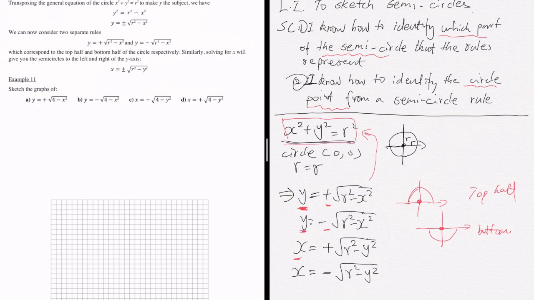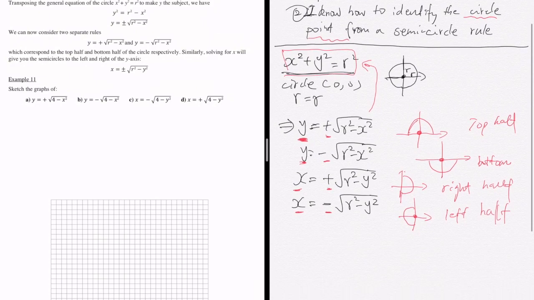Now it's x as the subject. If it's the positive square root, so positive x, that means we have the right hand side, because the right hand side of the x-axis is positive, so that is the right half of the circle. For x as the subject with the negative square root, negative x will be my left hand side. Again (0, 0) is the origin, which is my center point, so that is the left half. This is what we did before in example 11.